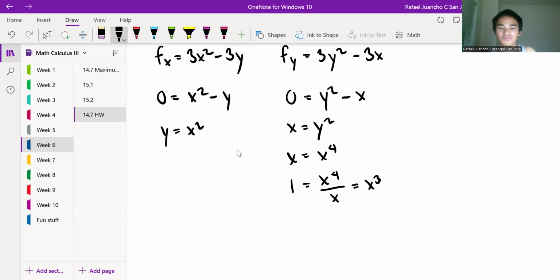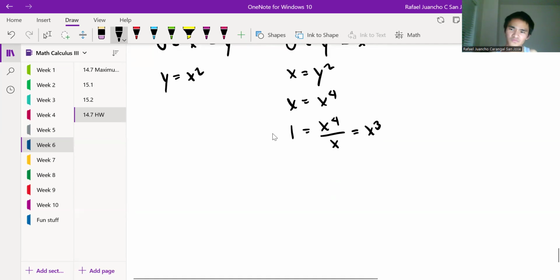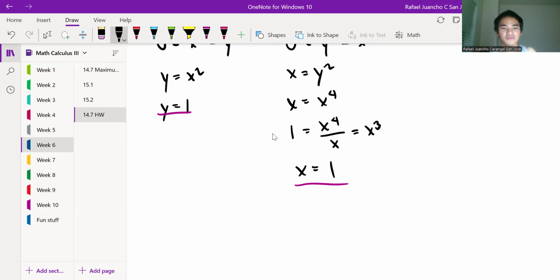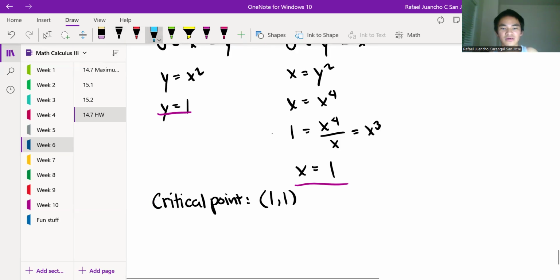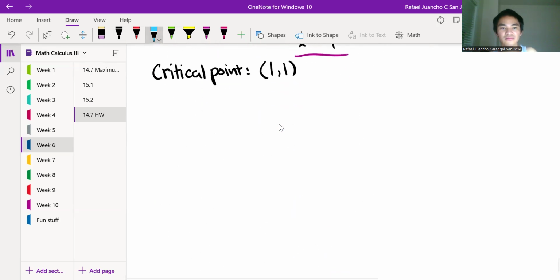I get 1. I get x cubed equals 1. And so my x is the cube root of 1, I get 1, right? My y, I get 1. So my critical point, I only have one critical point here. And that's (1, 1). And then from there, I use the second derivative test. So it's the same process, right? Same process.